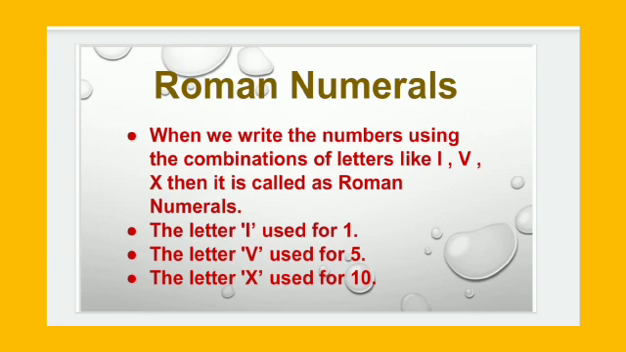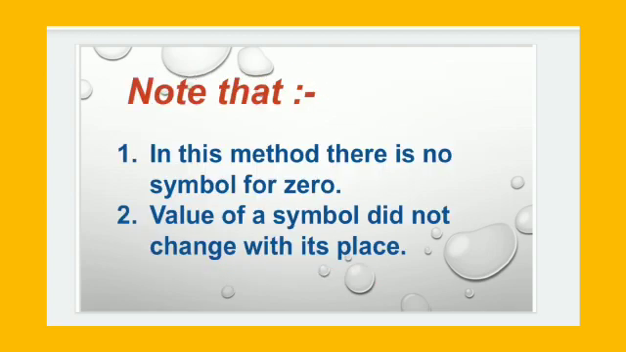When we write the numbers using the combinations of letters like I, V, X, then it is called as Roman numerals. The letter I is used for 1, the letter V is used for 5, the letter X is used for 10. Please note that in this method there is no symbol for 0. Second, the value of a symbol does not change with its place.